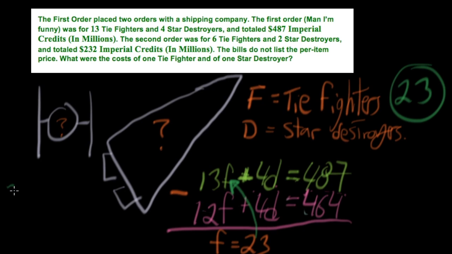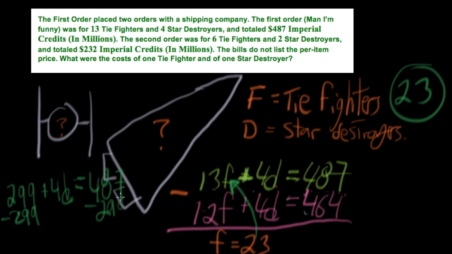So you ended up getting 299 plus 4D is equal to 487. Okay, I'm going to subtract 299 from both sides. And that is going to leave me with 188. And then, of course, I'm going to divide both sides by 4. And I'm going to have what my Star Destroyers are. And we love Star Destroyers, and that is going to be 47.